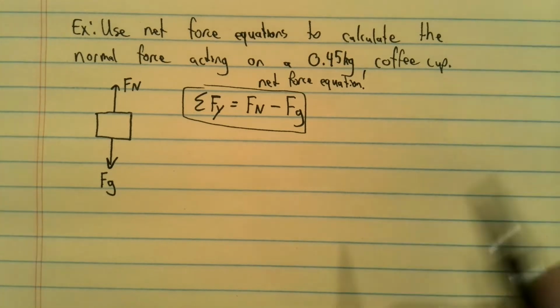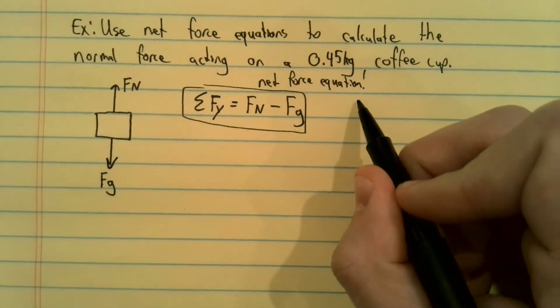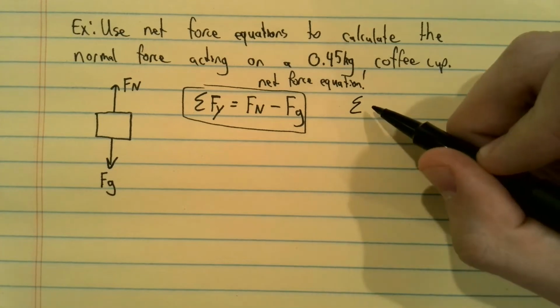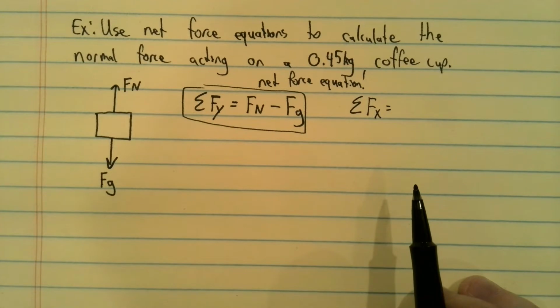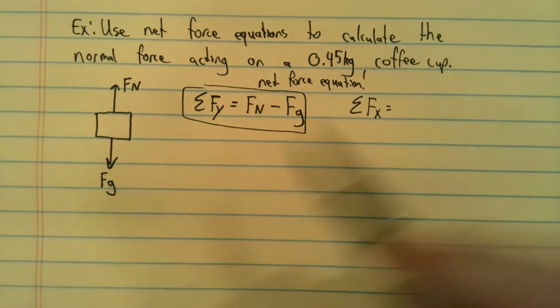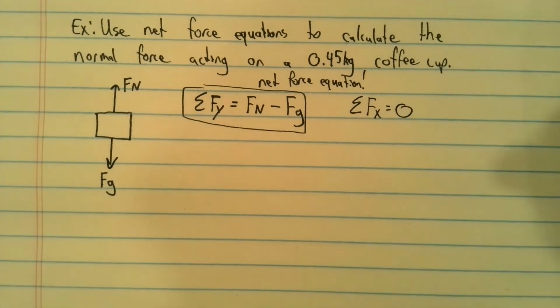Don't get discouraged if I lose you here. We'll get used to these. They'll get easy as we go on. What about the x direction? What's the net force equation for the x direction? Well, there's no x forces, so sigma Fx is 0.